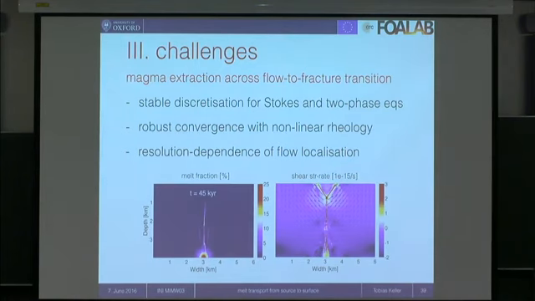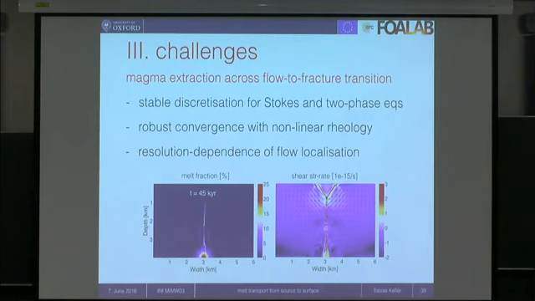But again, there are challenges. These models are relatively hard to do for a number of reasons. One of the reasons why these are hard to do is to find a stable discretization that fulfills all of the criteria we want. And one of the key criteria we need is a discretization which is stable for both the zero porosity limit and the partially molten state.